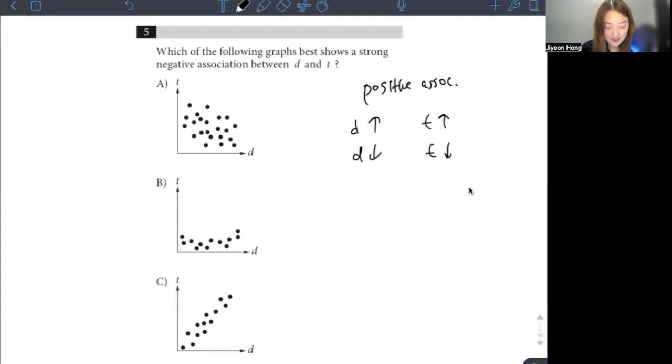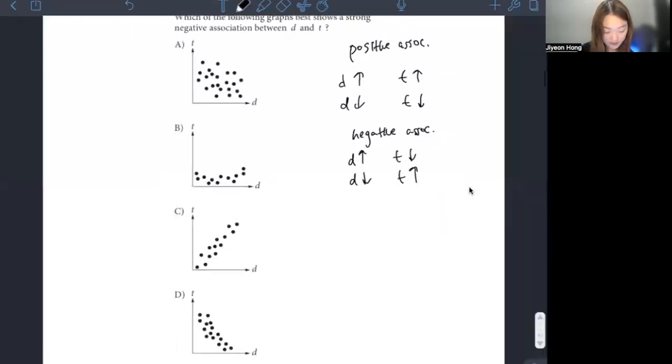But when it comes to negative association, you can imagine it would be the opposite, meaning that when D increases, T decreases, and when D decreases, T increases. Okay, so they have opposite relationships, meaning that the positive association graph will look like this. This is positive.